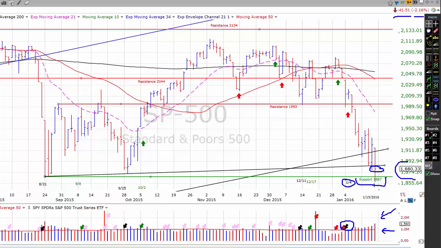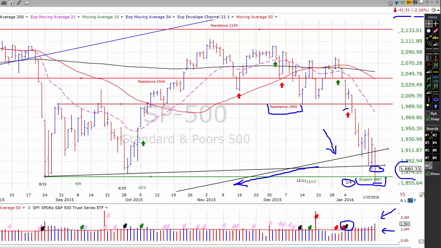Right now, the S&P is bracketed by support down here in the 1867 area and probably resistance at this long-term trend line. This trend line goes all the way back to the beginning of the bull market back in 2009. If we were to break above that level of resistance, we probably find resistance up here in the 1993 area.